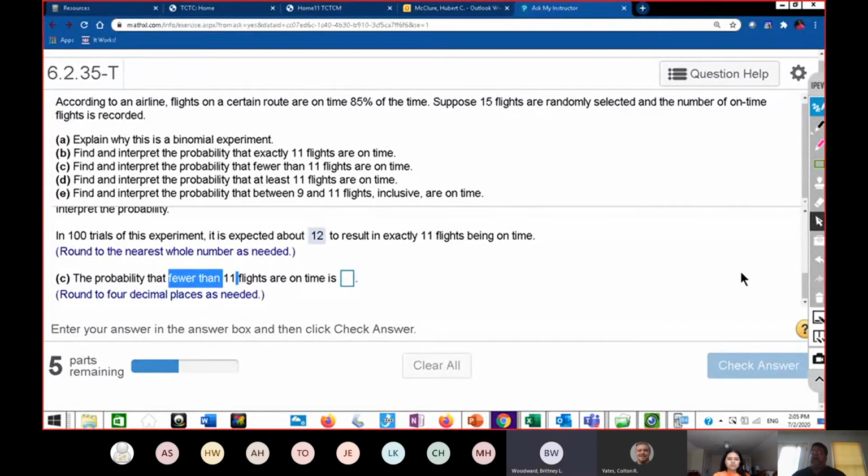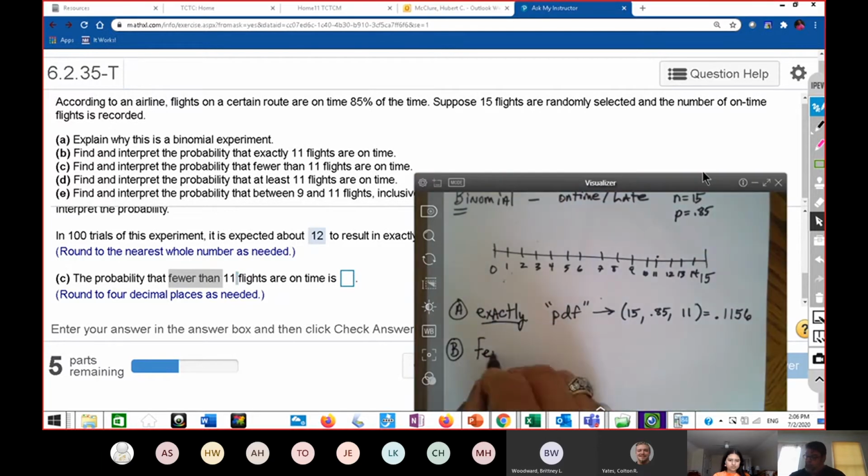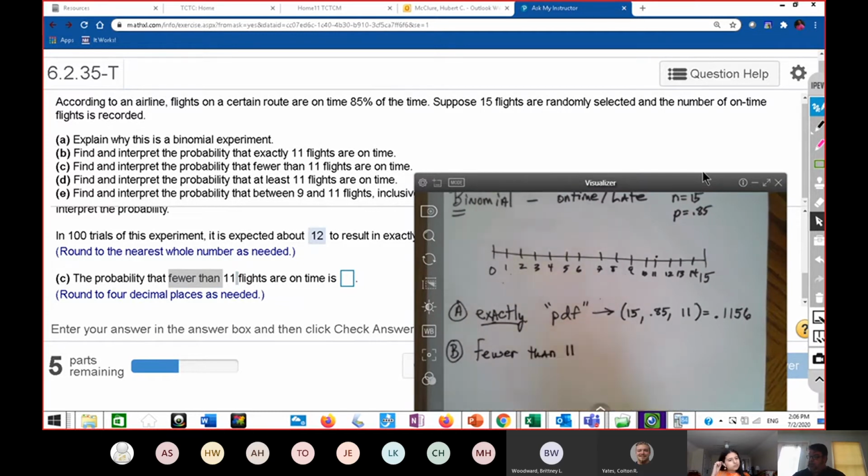10 and below. Good job. Why doesn't it include 11? Because it's fewer than 11. It doesn't say fewer than or equal to. It says fewer than 11. So I'm going to put fewer than 11. And then I'm going to put x is less than or equal to 10, or x is less than 11.